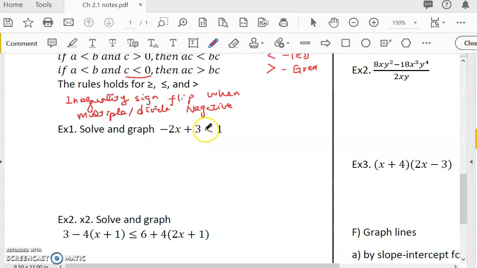Solve negative 2x plus 3 less than 1. Just like an equation, you isolate the x term on one side. So you have negative 2x less than negative 2. And then you divide by negative 2, right? But this is a negative number, so you have to flip the sign. So you have x greater than 1. Graph it: 0, 1. All these numbers are greater than 1, so you highlight your graph, except 1, so you use an open circle.